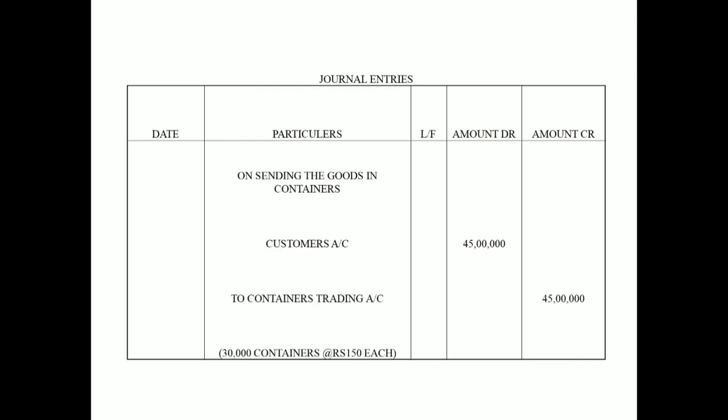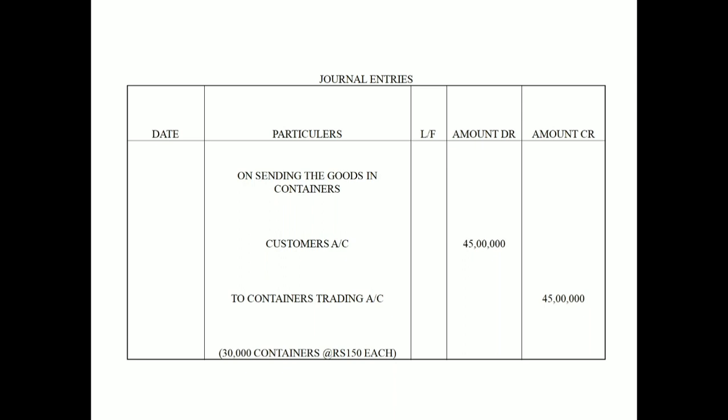Then the second journal entry is on sending the goods in containers. When you are sending the goods in containers, the entry is customer account debit to containers trading account. That means 30,000 containers that you are sending to customers at the rate of rupees 120 each, that is equal to 36 lakhs.